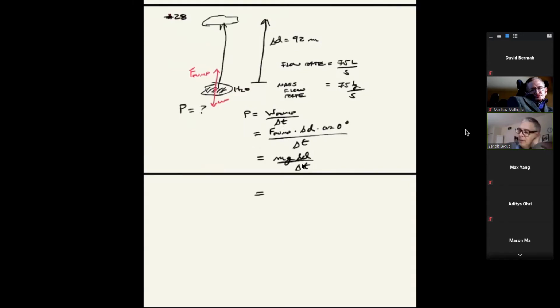Now, I want you to notice there are 2 things that are constant here: g, the gravitational acceleration, and delta d. I'm going to put this on the side here. And now I'm going to ask you, what do you think this is?